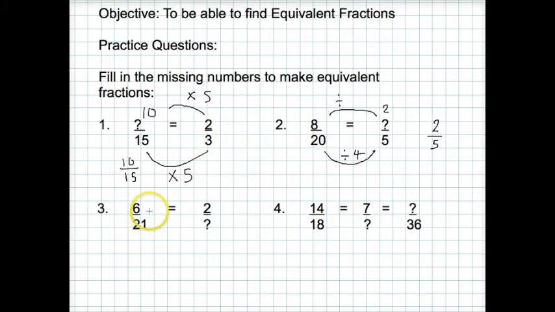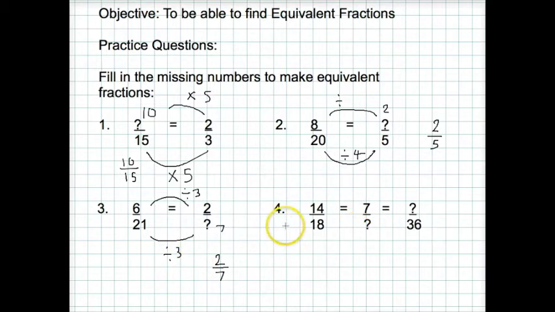Question 3 then. This time I've gone from the 6 to the 2, so my numerator has changed by dividing 6 by 3. So I need to divide the denominator by 3 as well to keep this fraction equivalent. 21 divided by 3 is 7. So my equivalent fraction becomes 2 over 7.